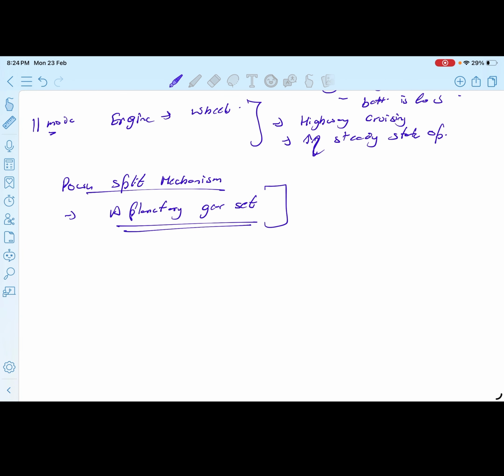So basically, because of this planetary gear set, it allows the engine power to split between your generator and your wheels. It helps with smooth speed control. Also, there's no traditional gearbox.